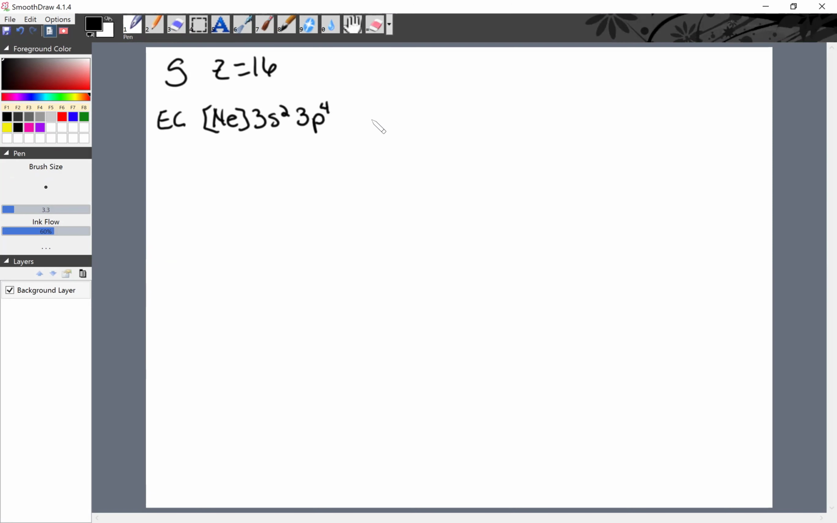Now let's do the orbital diagram. So there's your 3s. I only draw 1 line. I draw 3 lines for my p's. My s is filled, and I have 4 in the p's. So there is the orbital diagram. Now the orbital diagram will help you predict its properties.